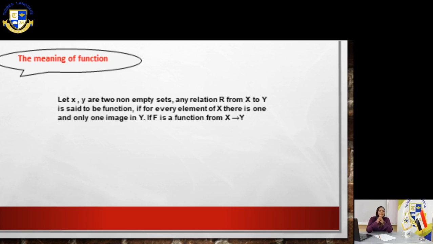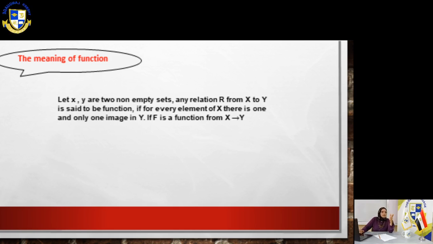Let X and Y be two non-empty sets. Any relation R from X to Y is said to be a function if every element in X has one and only one image in Y. So f is a function from X to Y.